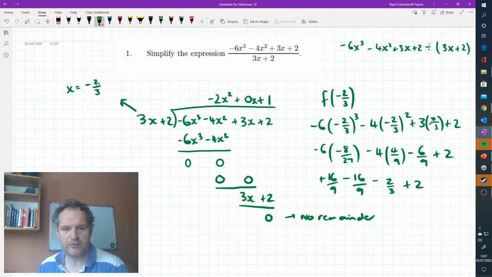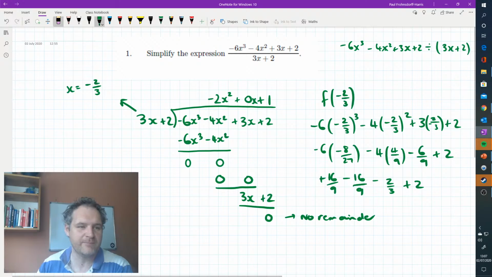Have I written it all correctly? And x equals minus 2/3. 3 lots of minus 2/3 is minus 6. It's not over 9. That's where I've made my mistake. Should not have made that over 9. It should be over 3.